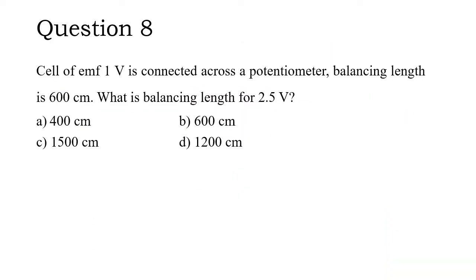Question number 8. It reads as: a cell of EMF 1 volt is connected across a potentiometer. Balancing length is found to be 600 centimeter. What is the balancing length for 2.5 volt? This is the question, and the options are as shown below. On the screen you can see all four options. Now let us proceed to the solution to this question.